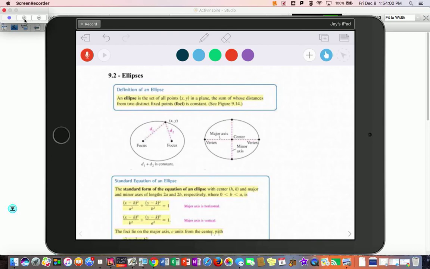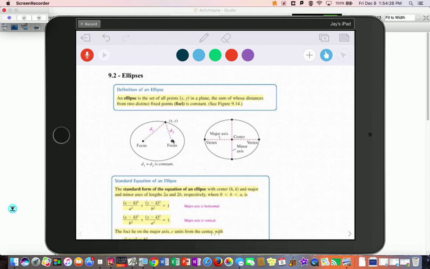So 9.2 deals with the conic section called an ellipse. This will be very similar to a circle, I guess, except it's elongated either horizontally or vertically. So we'll have a focus point on the left and the right, or the top and bottom. So there's a focus on each side of the center, I guess.